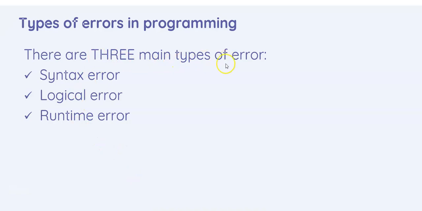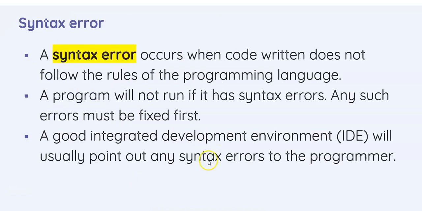There are three main types of error: syntax error, logical error, and runtime error. A syntax error occurs when code written does not follow the rules of a programming language. A program will not run if it has syntax errors. Any such errors must be fixed first. In the case of the example, the program actually ran, it just did not give us the correct answer, which means it was not a syntax error.